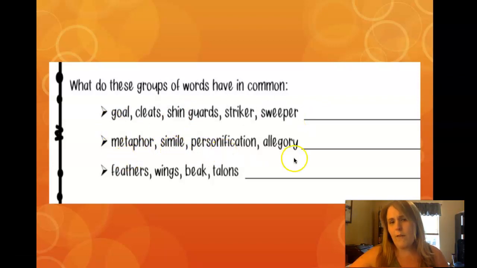Or this second group of words: metaphor, simile, personification, allegory. Hopefully you would recognize those as figurative language, sorry, I'm blanking. And then lastly, feathers, wings, beaks, and talons. Obviously, that all has to do with birds, maybe even specifically with penguins.